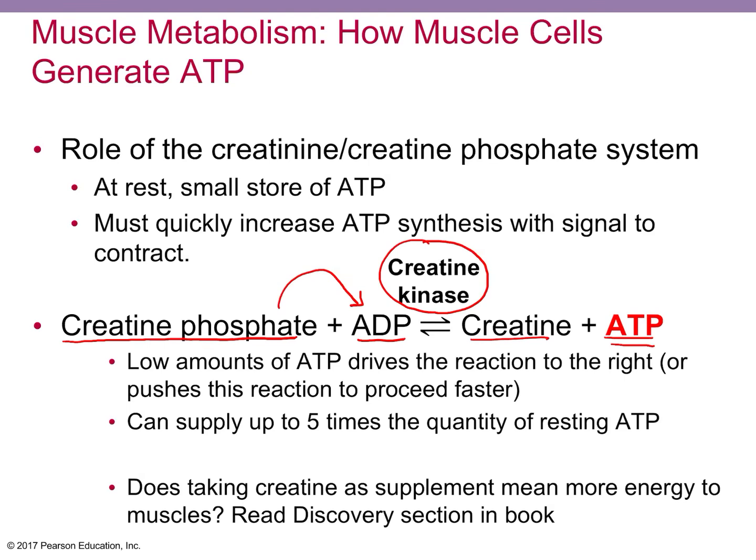So when your cells are at rest and you're not asking them to contract or demanding them to work, you're going to have low levels of ATP inside the cells. So at rest, you have a small store of ATP, but when you get that impulse to start contracting, this really small amount of ATP is not going to last very long. It lasts about 1 second in a working muscle cell. So you need to generate more ATP immediately. And what your muscles can do is use this creatine method. So this is a very fast way to make ATP. So this is very quick, right?